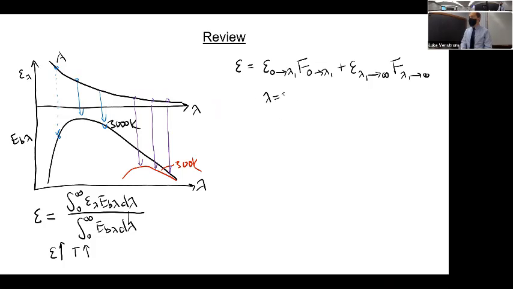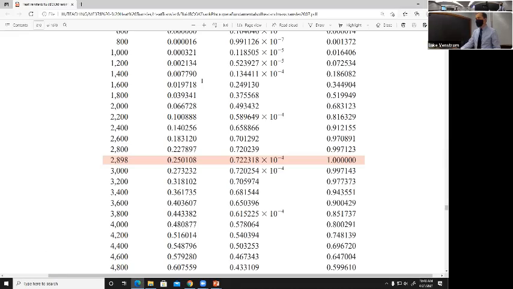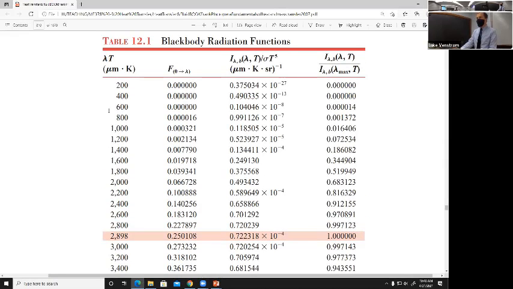So if lambda is equal to 2 micrometers and T is equal to 300 Kelvin, let's go in and see what the values of these fractional emissive power functions are. So lambda T is equal to 600 micrometer Kelvin, and I need to get the book up. At 600 micrometer Kelvin, F from 0 to lambda is basically 0, right? It's 0 point 0, 1, 2, 3, 4, 5, 6 digits.